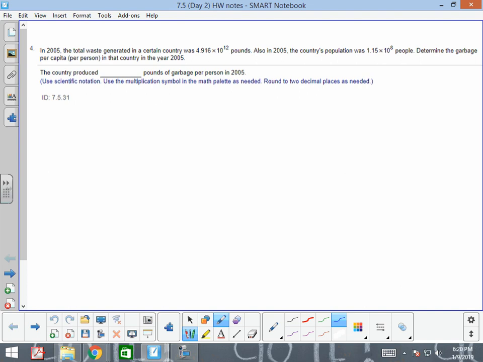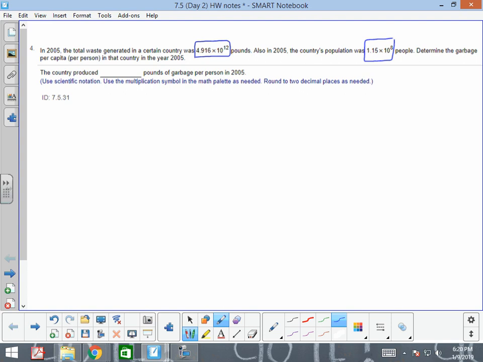All right, so first starting off with number 4. In 2005 the total waste generated in a certain country was 4.916 times 10 to the 12 pounds. Also in 2005, the country's population was 1.15 times 10 to the 8th people. Determine the garbage per capita, per person, in that country in the year 2005.